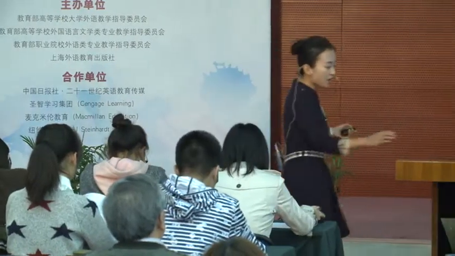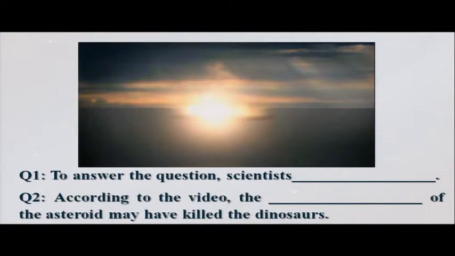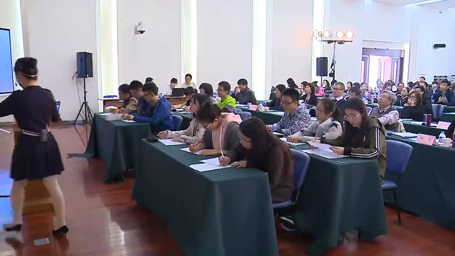To answer the question, what did scientists do? So fill in the blanks, fill in as many words as possible. And question two, according to the video, the what of the asteroid may have killed the dinosaurs. Clear? Okay, now let's start the second part.